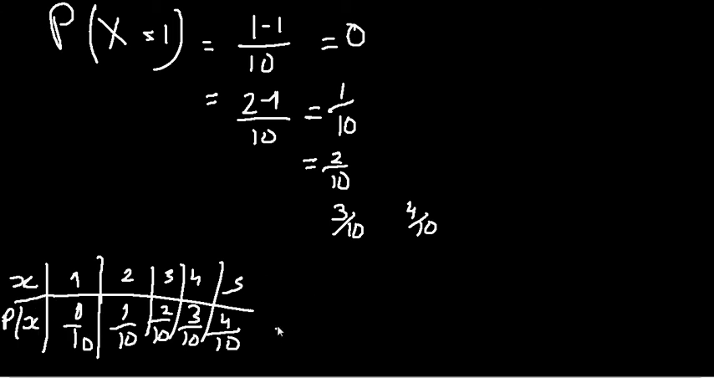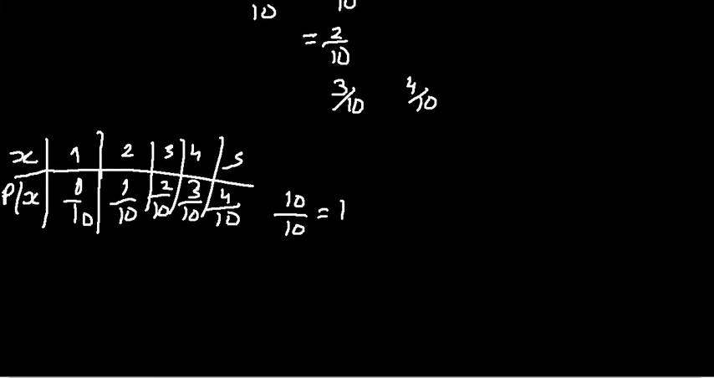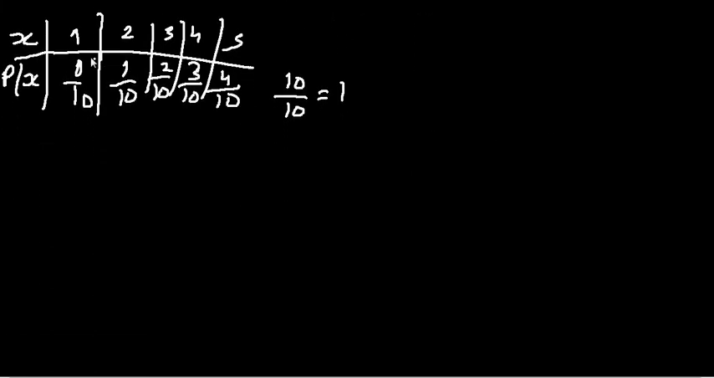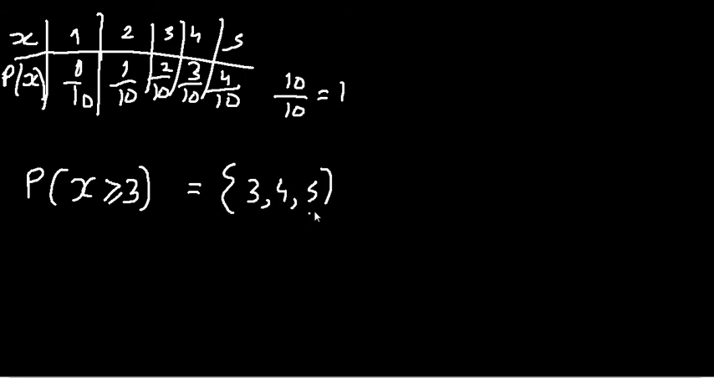So if I add all of these probabilities up, I get 10 over 10, which is equal to 1. All right, good. Now you could get asked questions like this. These are the outcomes and these are the probabilities for these outcomes. So what's the probability of you getting greater than or equal to 3? That means the outcomes that you could have are 3, 4, and 5. So therefore you got to add the probabilities of this, this, and this, and that will satisfy this inequality.